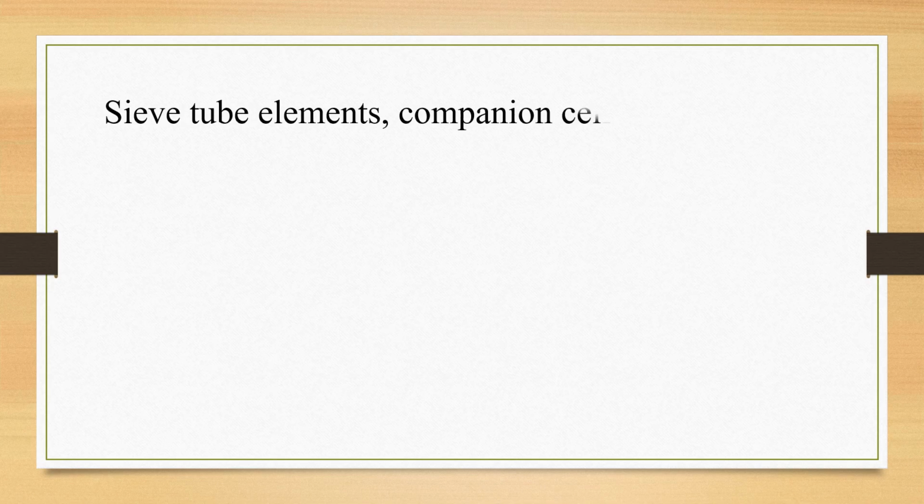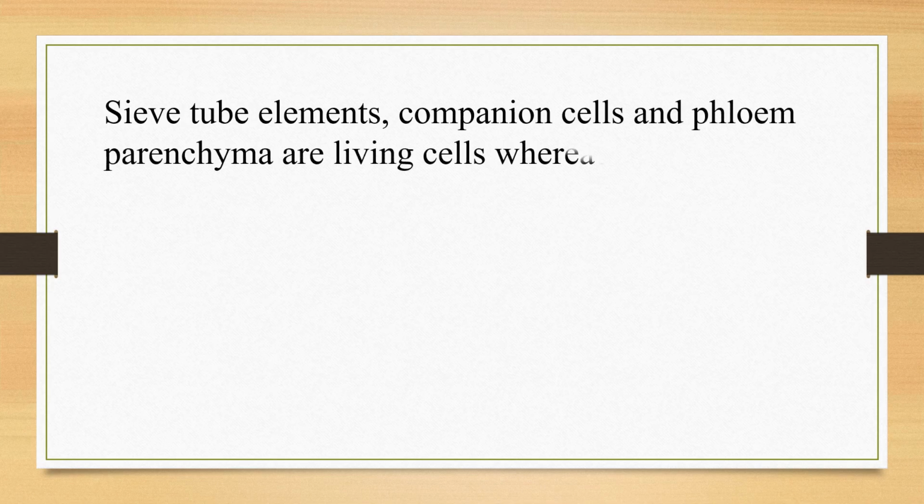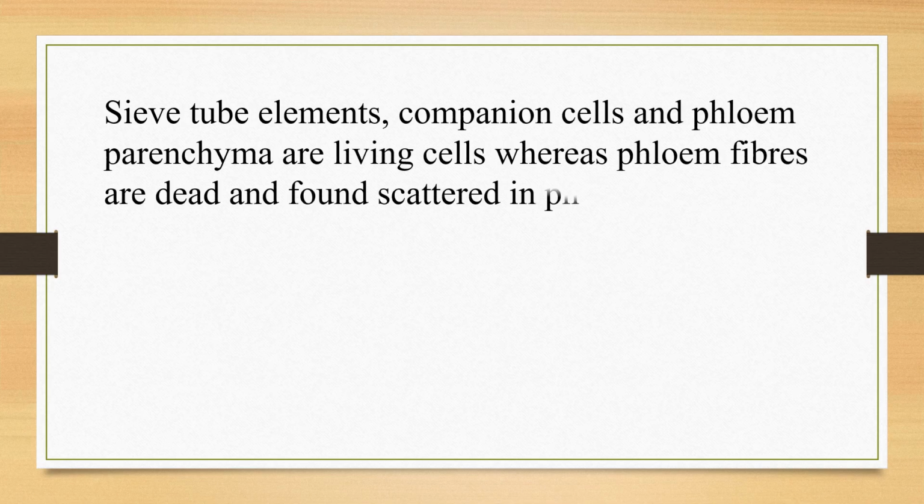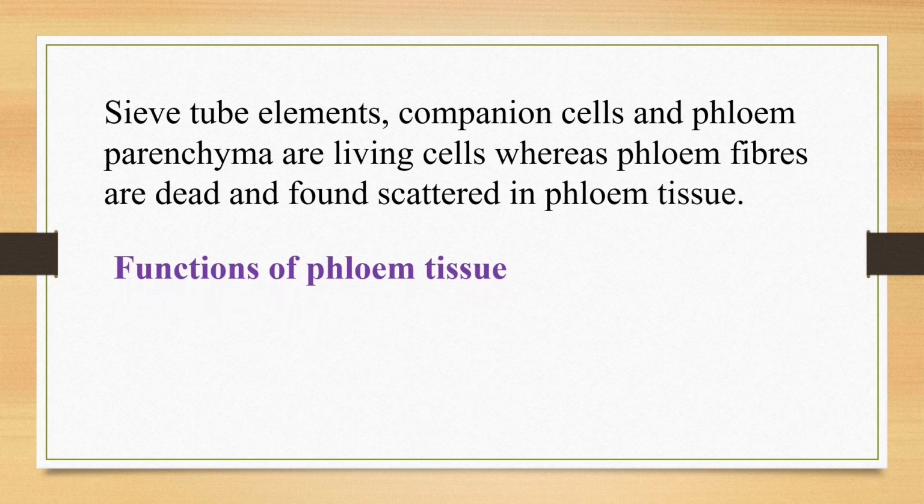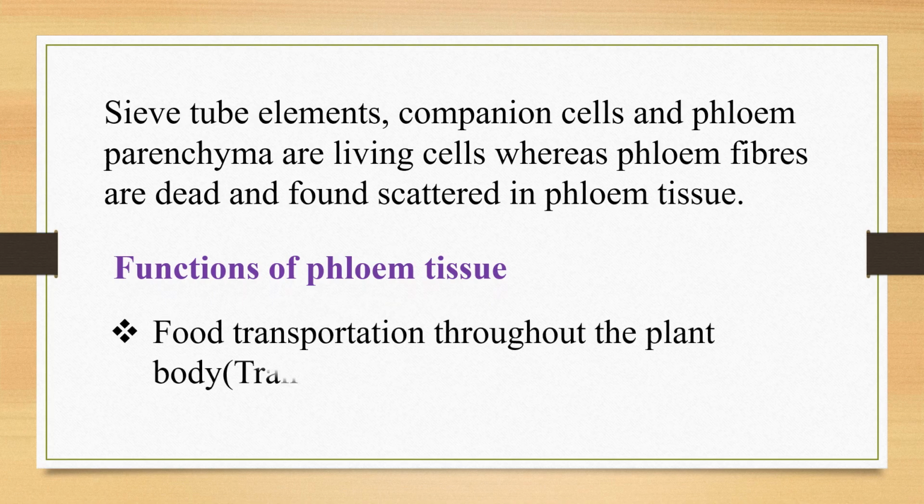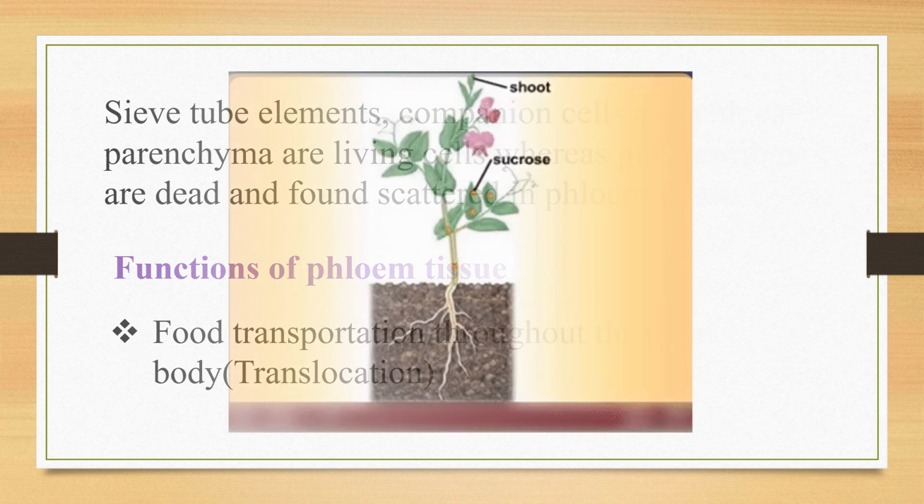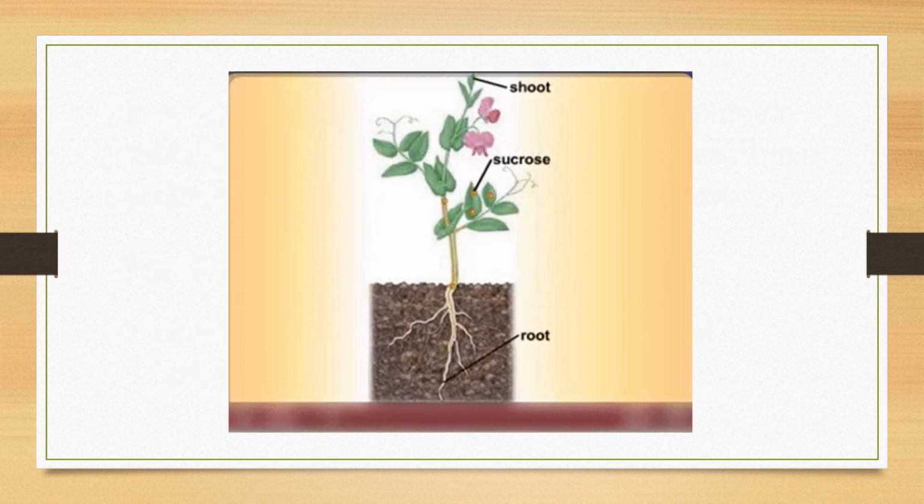Sieve tube elements, companion cells, and phloem parenchyma are living cells, whereas phloem fibers are dead and found scattered in phloem tissue. Functions of phloem tissue: food transportation throughout the plant body. That means translocation is the main function of the phloem tissue. In this picture, you can observe the phloem translocation.